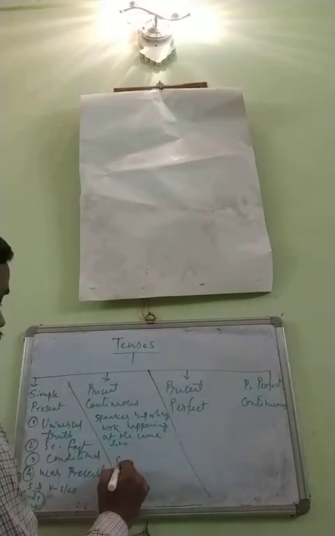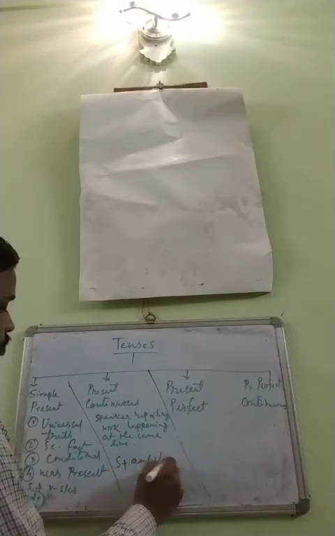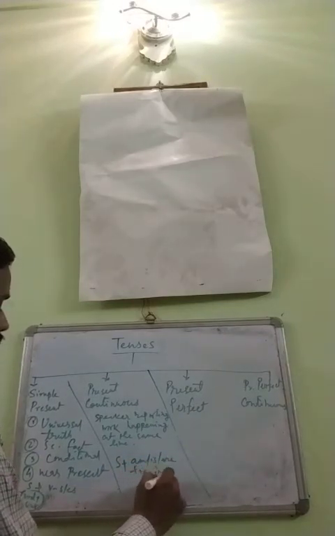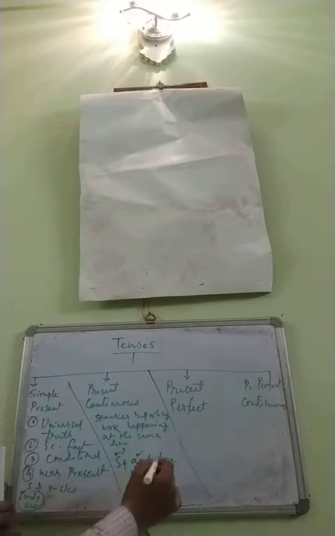Now present continuous tense: subject plus am, is, are, plus verb-ing. Now if the subject is singular, if it is I, then am will be used.